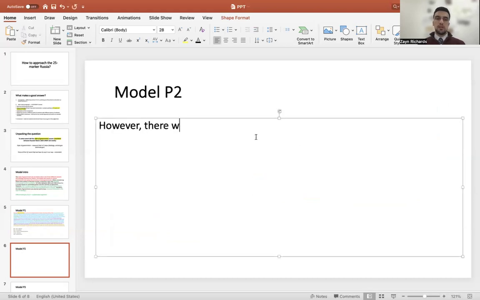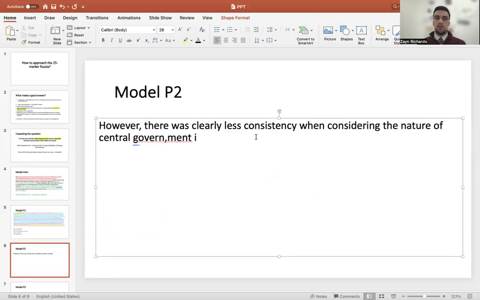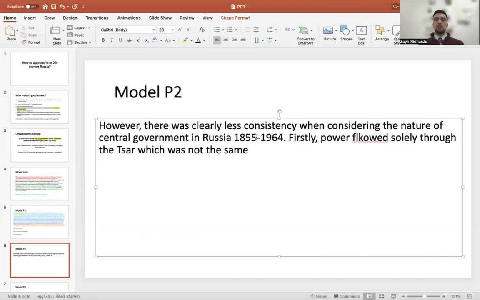I'm going to say, however, there was clearly less consistency when considering the nature of central government in Russia 1855 to 1964. I would probably start with, firstly, the Tsar was the sole power; power flowed solely through the Tsar, whereas power was shared in communist Russia.